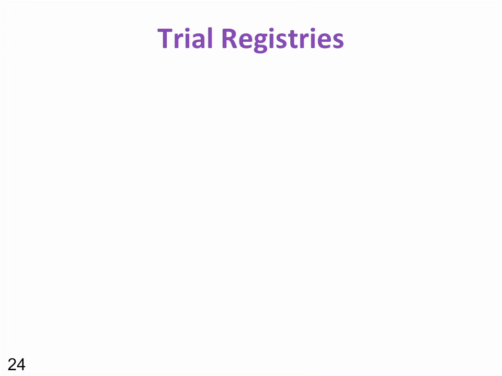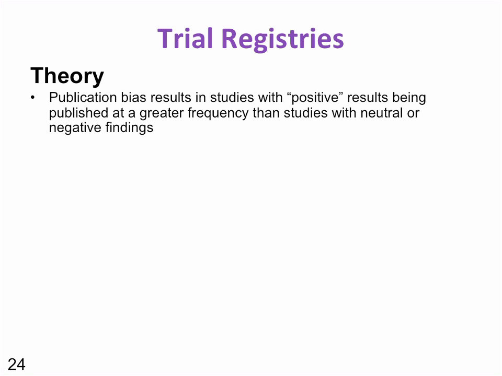The final effort to improve study reporting and to assist research consumers to appropriately interpret the body of evidence for a particular clinical question is the campaign to register trials at their onset. The theory behind trial registries is that publication bias is a significant concern in the health sciences, and this type of bias cannot be detected by even a careful consumer using tools such as Consort, STROBE, and PRISMA. There is evidence that studies with positive results, that is, that refute the null hypothesis, are published at a greater frequency than studies with neutral or negative findings.